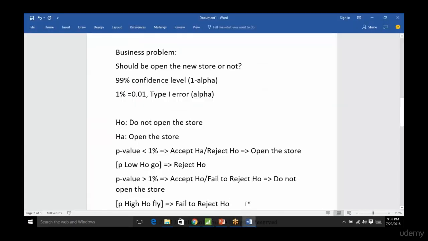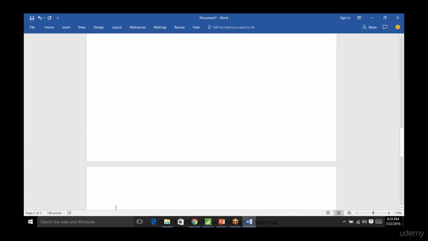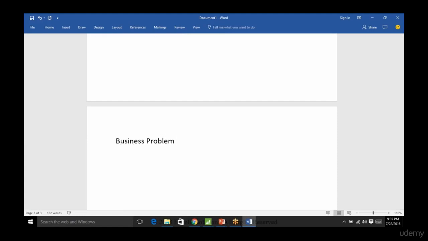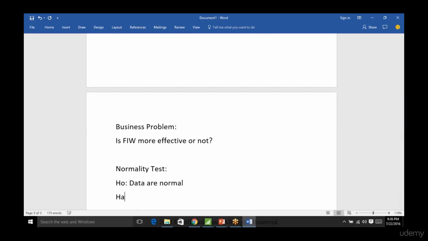Now let us also write it down here. The business problem is: is full interest rate waiver more effective or not? As part of this we are doing normality test, and as part of this null hypothesis says data are normal, alternate hypothesis says data are not normal.